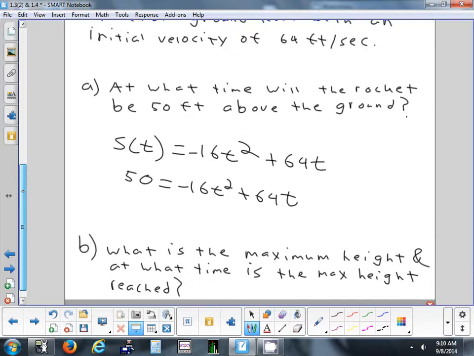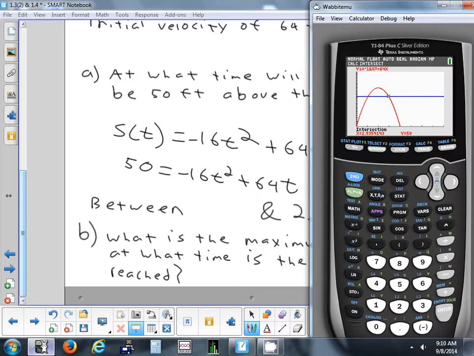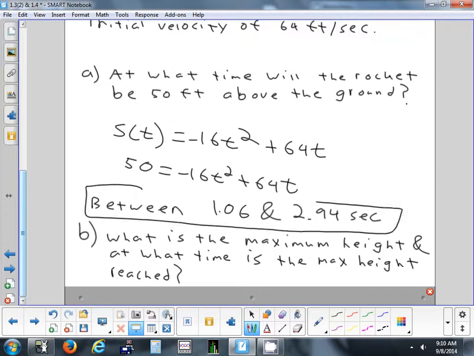Okay, so at what time will the rocket be 50 feet above the ground? We're going to need that first intersection and the second one. What was the first intersection point on the left? 1.06. So at 1.06 seconds, it's on its way up and it goes above 50 feet. So between those two times is when your object is at least 50 feet above the ground.